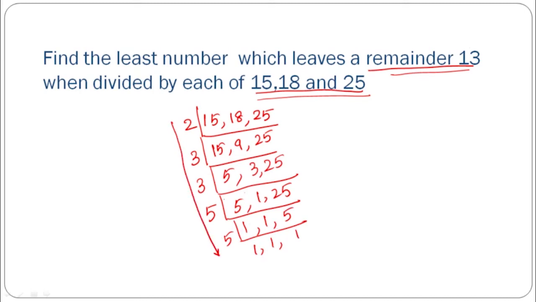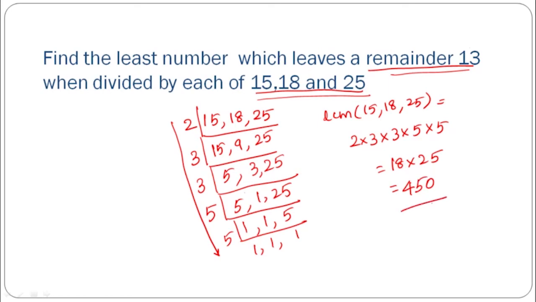So what is the LCM of these numbers now? The LCM of the three numbers 15, 18 and 25 is nothing but 2 multiplied by 3 multiplied by 3 multiplied by 5 multiplied by 5. That is nothing but 6, 6 3s are 18. Now 18 multiplied by 25 is 450. So 450 is the LCM of 15, 18 and 25.